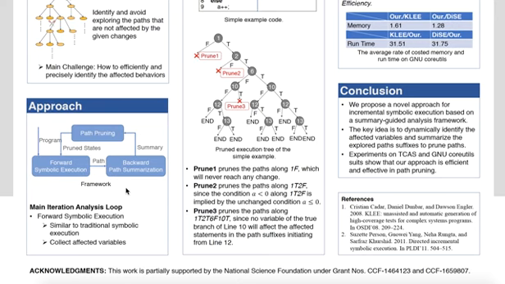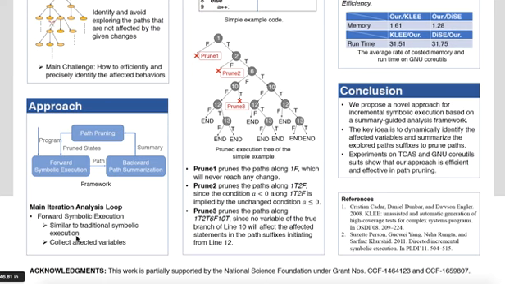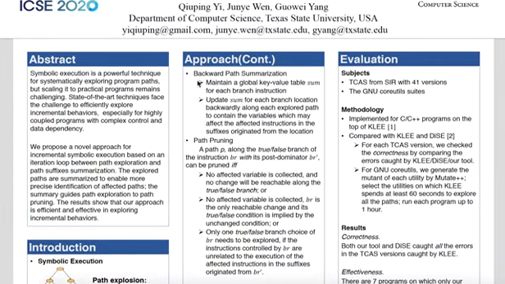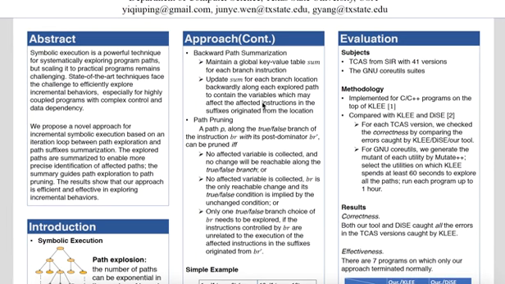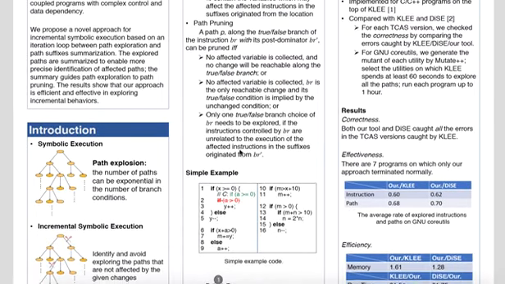This is the main analysis framework, which mainly contains 3 steps. The forward symbolic execution is similar to traditional symbolic execution, except that it collects affected variables along the path. In the backward path summarization phase, it analyzes each explored path backwardly to compute a summary for each branch location. Under 3 conditions, a path can be pruned by our approach.